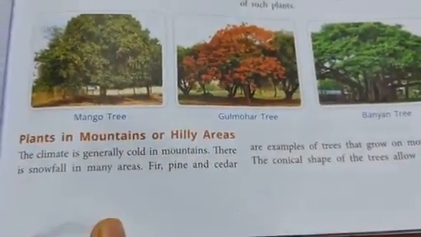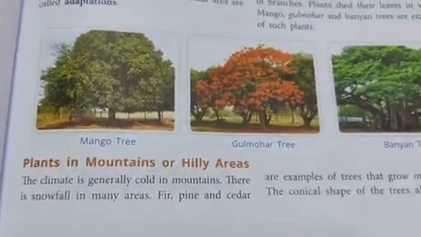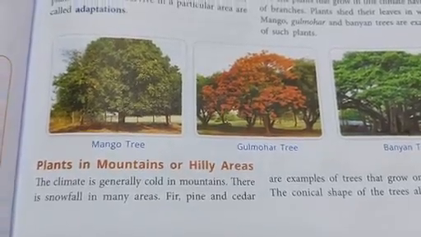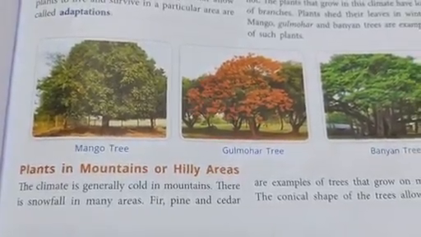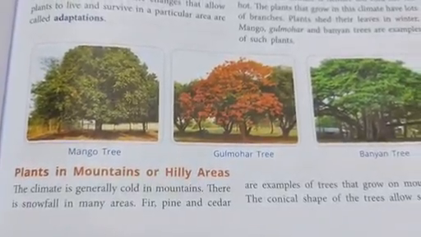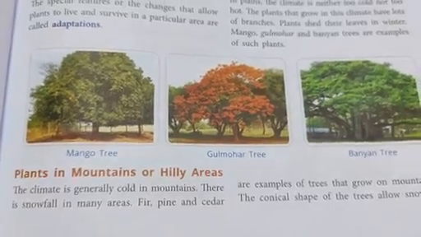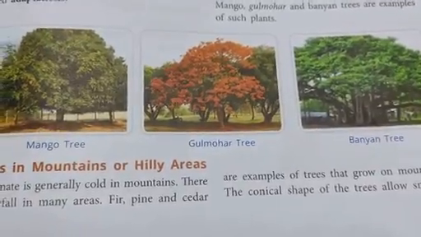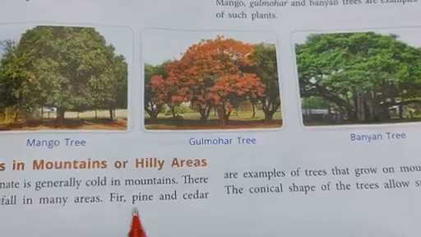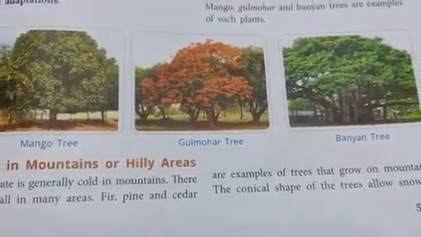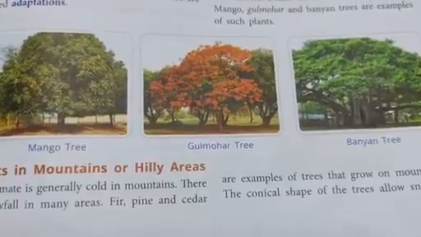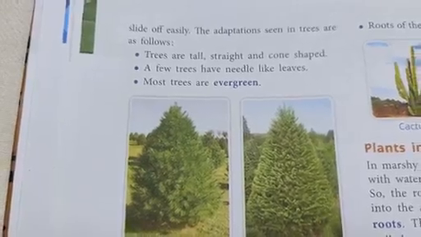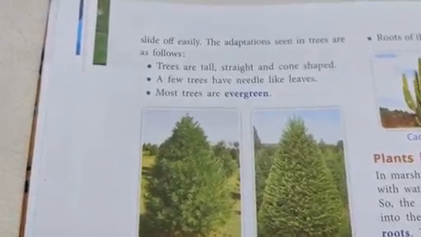Next is plants in mountains or hilly areas. In hilly areas, the climate is generally cold, you all know, and also there is snowfall in many areas. Because of the snowfall, the temperature there is very cold. Some examples of plants growing in hilly areas are fir, pine and cedar. The conical shape of the trees allows snow to slide off easily.